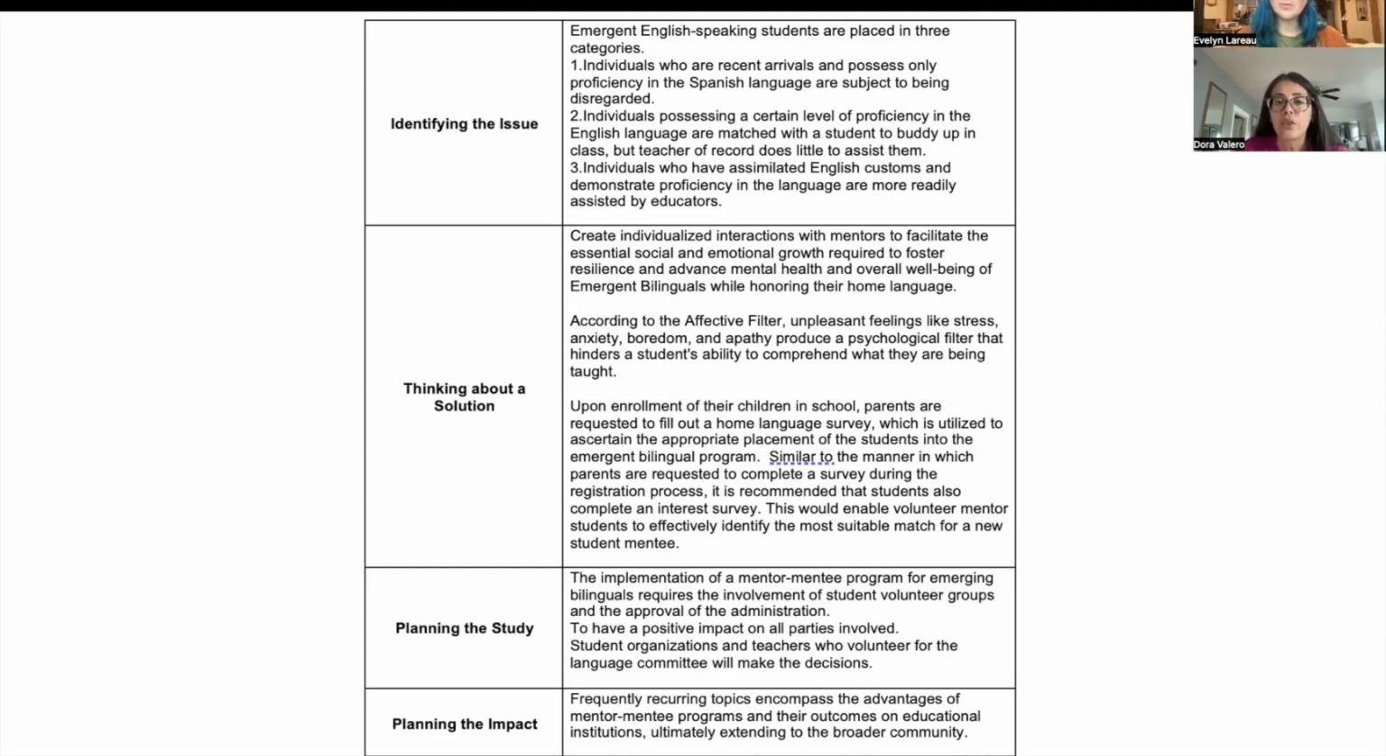Or we have individuals who have assimilated to English customs and demonstrated proficiency in the language and are more readily assisted by educators because they know more English. Now, these 3 categories, I didn't come up with them. I literally talked to my students, and they're the ones who came up with the categories. They're like, they'll put us in one of 3 categories, miss.